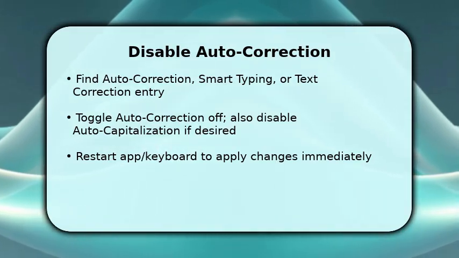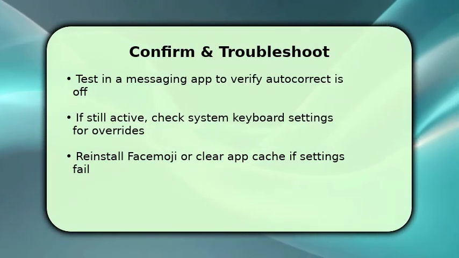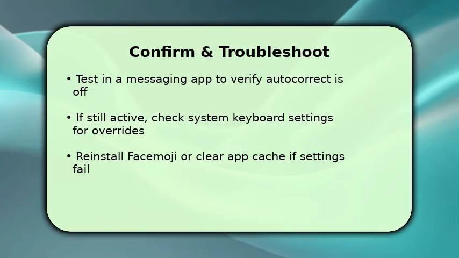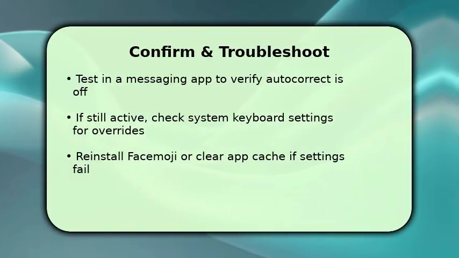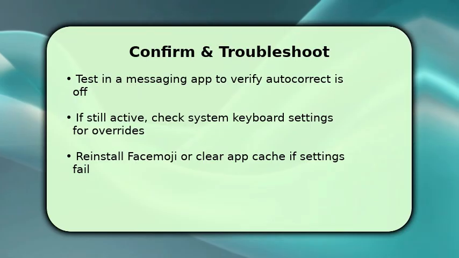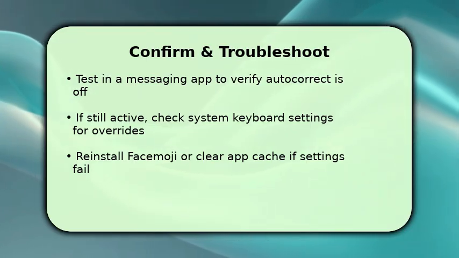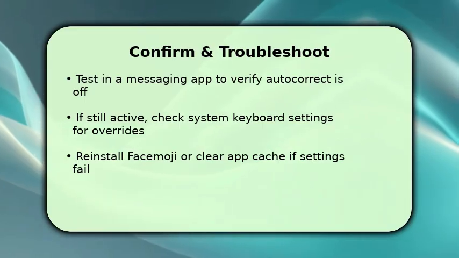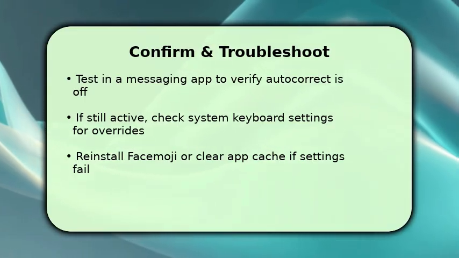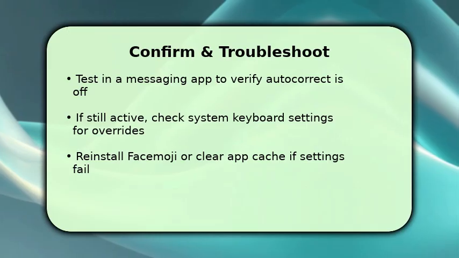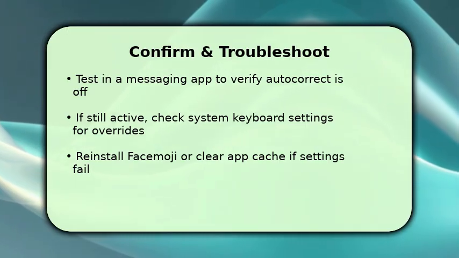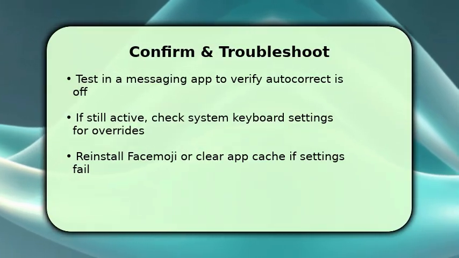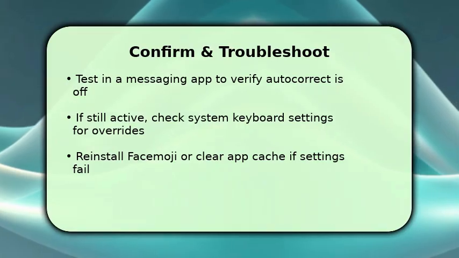Finish by testing. Open your messaging app and type common corrections to confirm autocorrect no longer changes your words. If corrections persist, make sure the device's system keyboard settings aren't enforcing autocorrect for all keyboards, since that can override app toggles. If problems continue, clear Facemoji's cache or reinstall the app to reset preferences. This resolves corrupted settings. One key troubleshooting tip. If another keyboard app is active, switch it off to ensure Facemoji's settings are the ones.